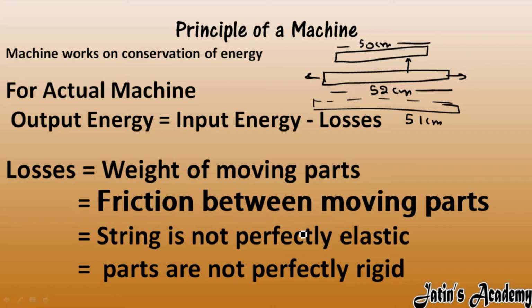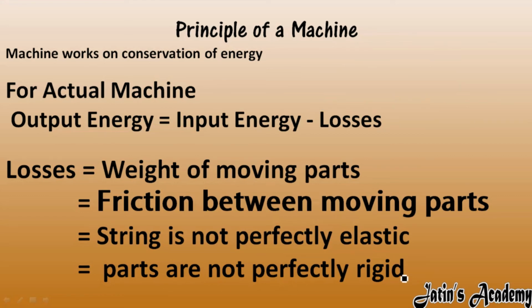Next we have parts that are not perfectly rigid. What is the meaning of this? For example, when we apply force on an iron nut, it gets deformed and changes its shape. Due to the change in shape and size, this is also considered a loss. So these are the losses. Out of these four losses, friction between moving parts is a major loss.